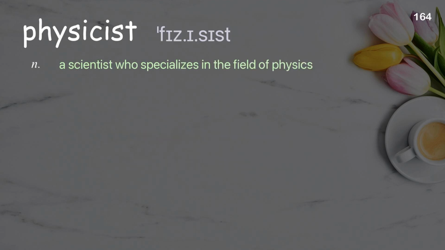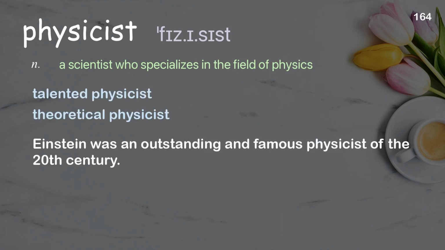Physicist. A scientist who specializes in the field of physics. Examples: Talented physicist. Theoretical physicist. Einstein was an outstanding and famous physicist of the 20th century.